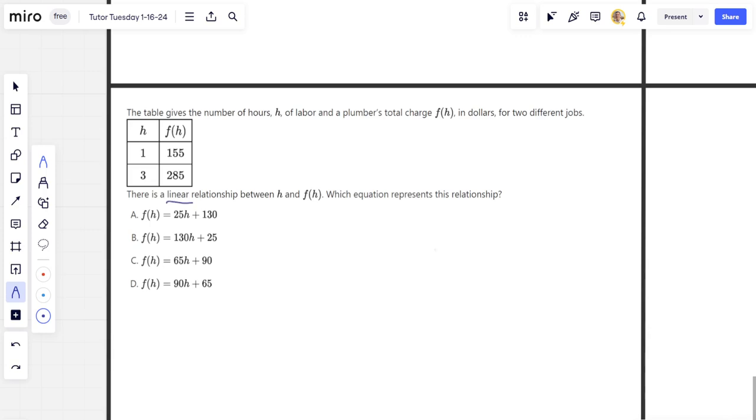Well, for a linear relationship, we need 2 things, and that's the slope, and we need the y-intercept. The slope we can pretty easily find by taking 2 data points and subtracting the y values divided by the change in x. Slope can be represented in many ways, but in this case, the most useful representation for us is change in y over change in x. So 285 minus 155 is 130, divided by 2, gives us a slope of 65. Well, that only matches up with answer choice C.